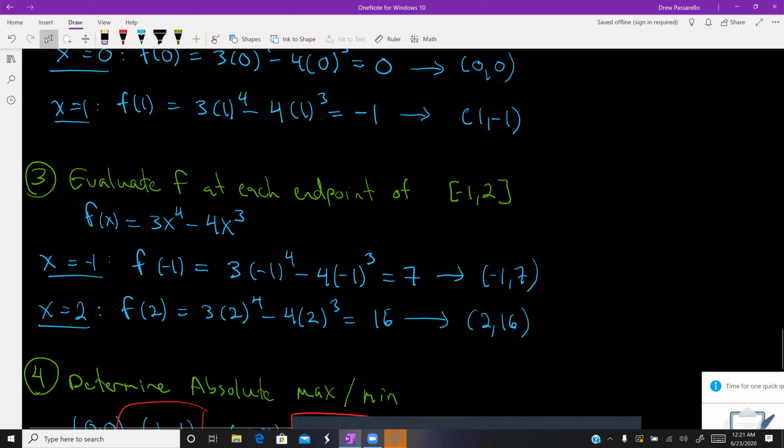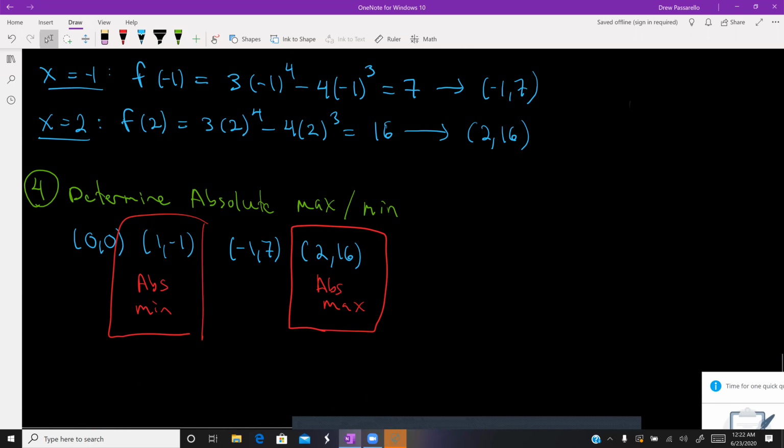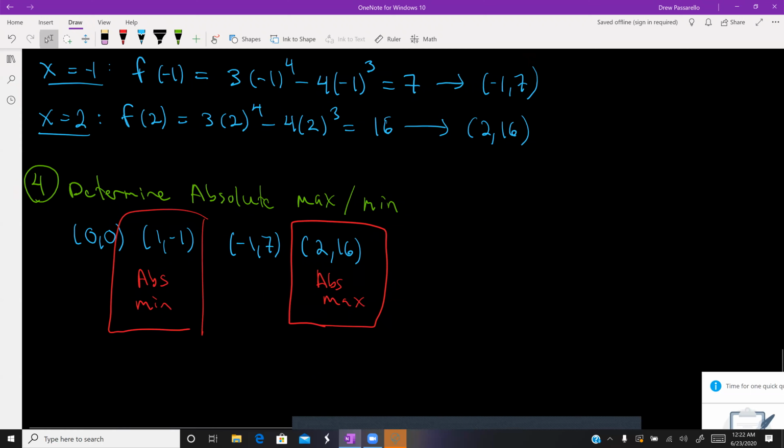Now I need to determine what the absolute max and min are. So I went ahead and listed all 4 points: 0, 0 and 1, -1, which came from the critical numbers, and -1, 7 and 2, 16, which came from the endpoints. -1 is the lowest y coordinate of all the points, so the point 1, -1 is the absolute min. 16 is the highest y coordinate of all 4 points, and so the point 2, 16 is the absolute max.